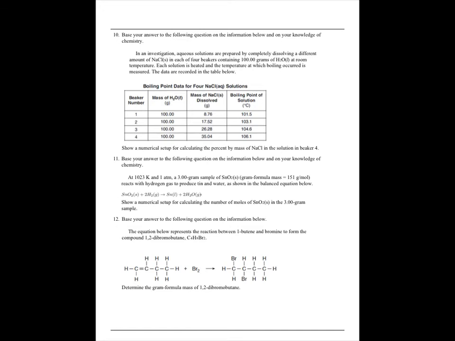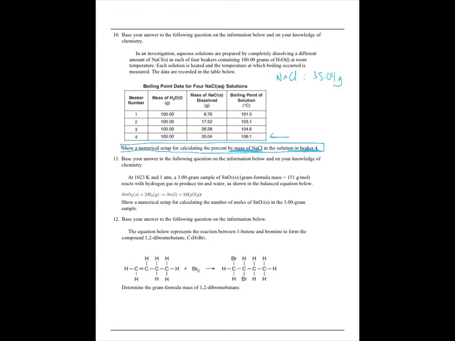Number 10. So this can be tricky if you aren't reading carefully. So here, the intro is not really important right now, but look at this question right here. We need to show a numerical setup for calculating the percent by mass of NaCl in a solution in beaker 4. Okay, so we're looking at beaker 4 right here. We don't need the boiling point right now. We need to figure out what is the percent by mass of NaCl. So we need to just show a setup. So our part here is just the NaCl.